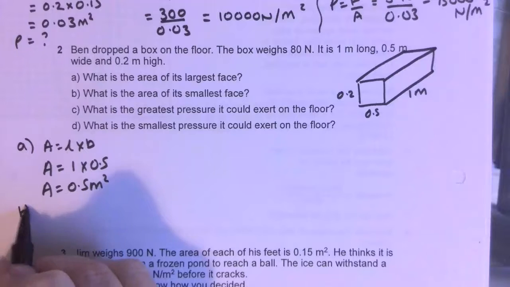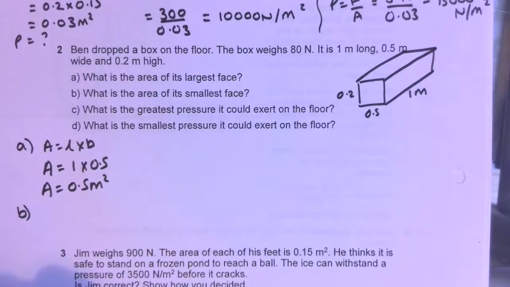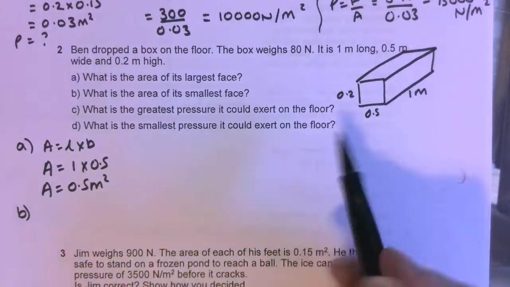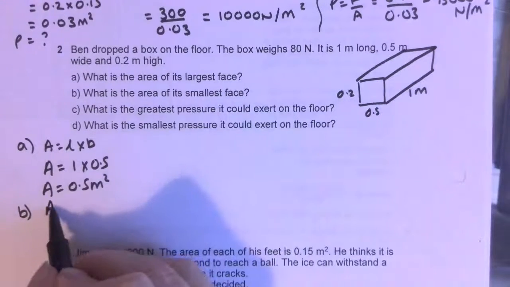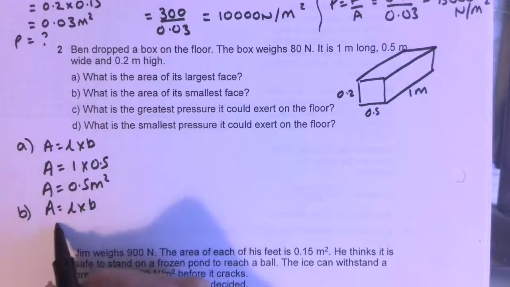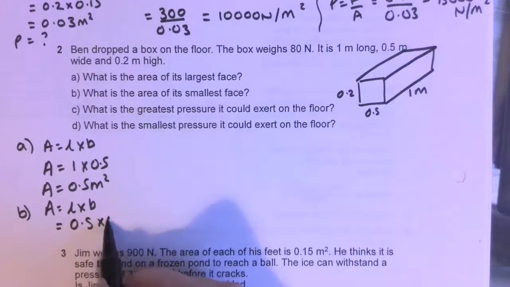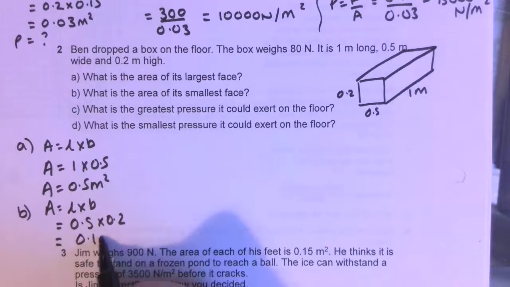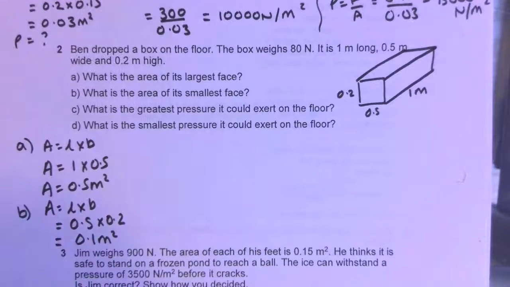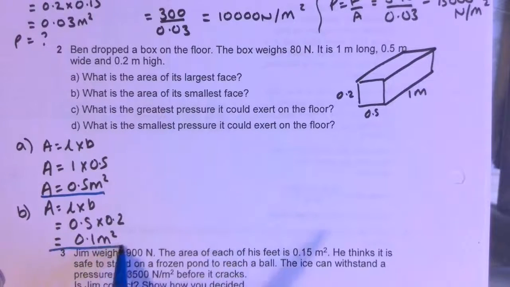B, what's the area of its smallest face? So the smallest face is going to be the one with the two smallest dimensions. It's going to be this little end bit here. So again, it's a rectangle, so length times breadth, 0.5 multiplied by 0.2 gets 0.1 meters squared. There's quite a lot of work to fit into quite a tight space here, so I'll just underline my answers.